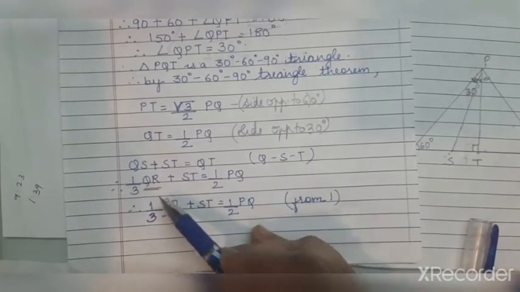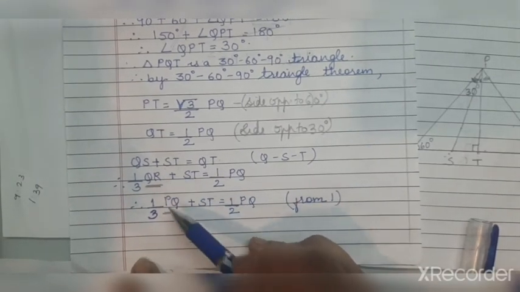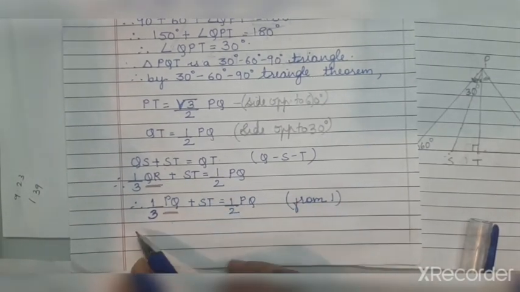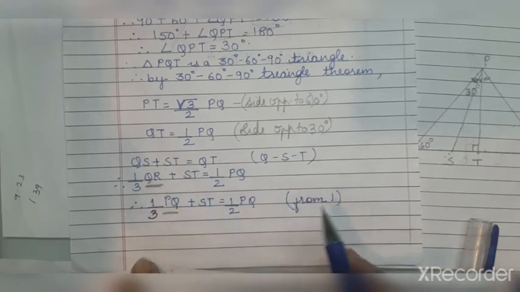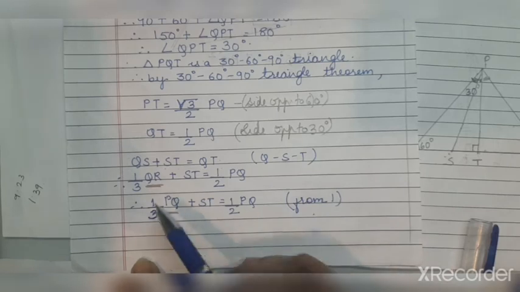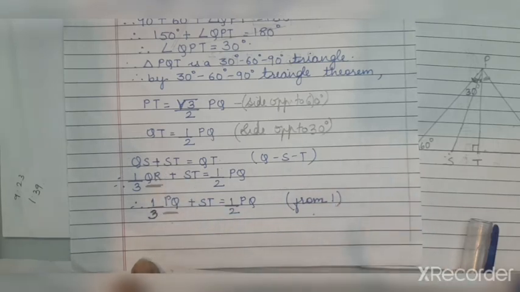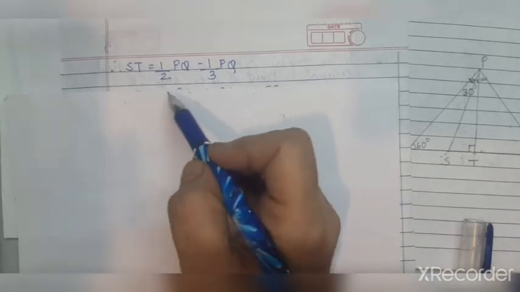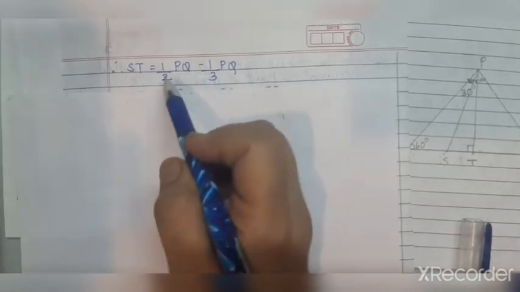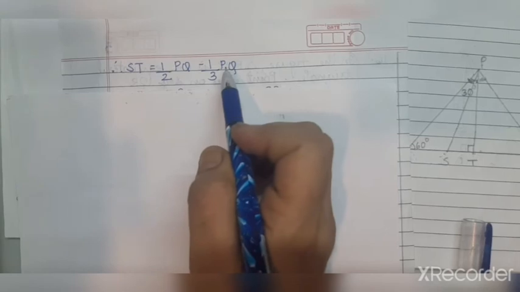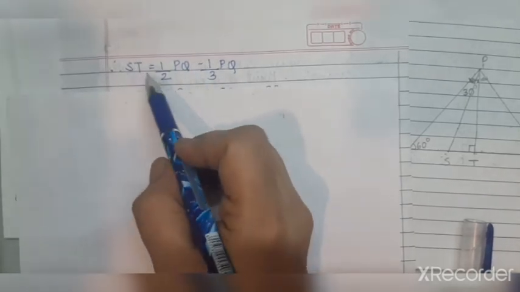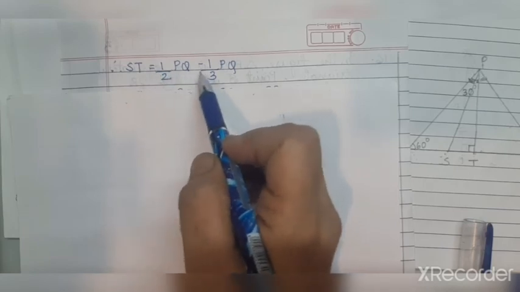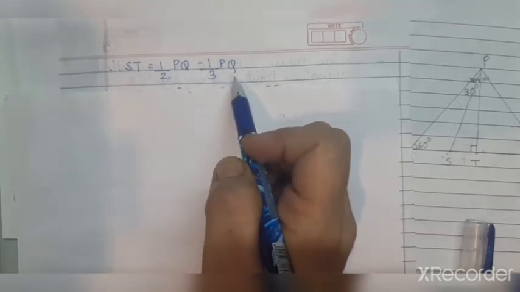Clear? So here directly I will substitute QR as PQ. I write everything same, only here instead of QR I will write PQ from 1, because in 1 I have written how all the sides are equal. After that, in the statement I shift all the similar things, PQ on one side, and ST remains on one side. So my statement becomes ST is equal to half of PQ minus 1/3 of PQ.